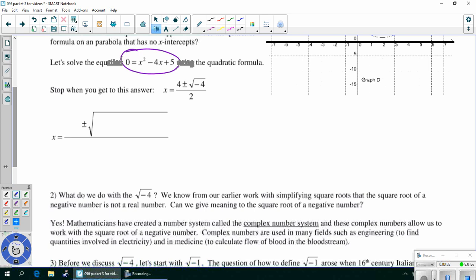So the equation is currently in our standard form, so we're ready to right away pick off the values of a, b, and c. A is 1, b is -4, c is 5. And then we'll plug into the quadratic formula.